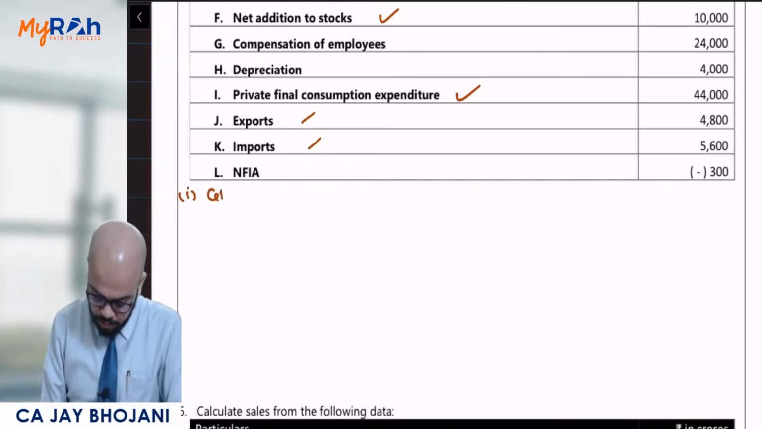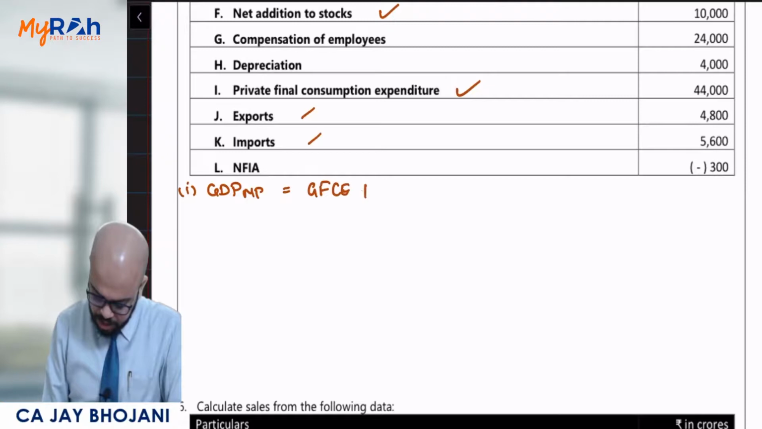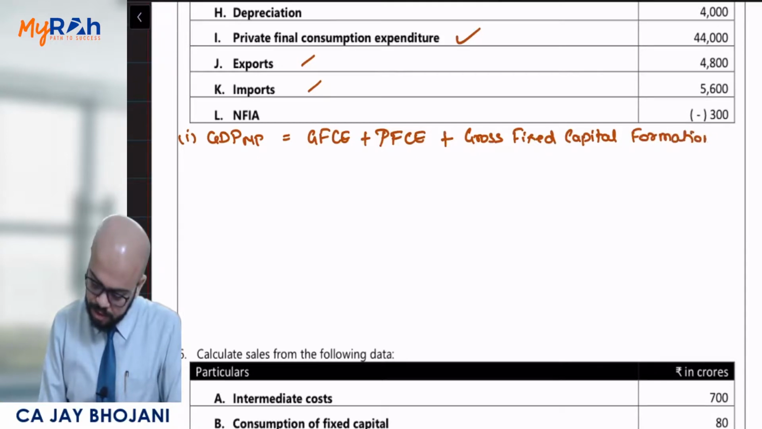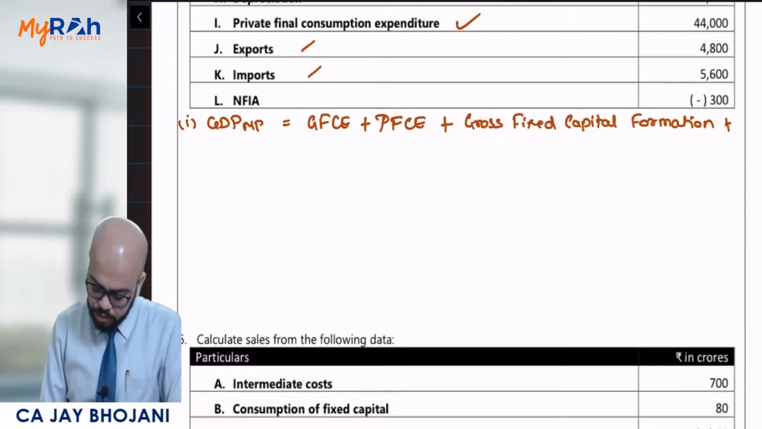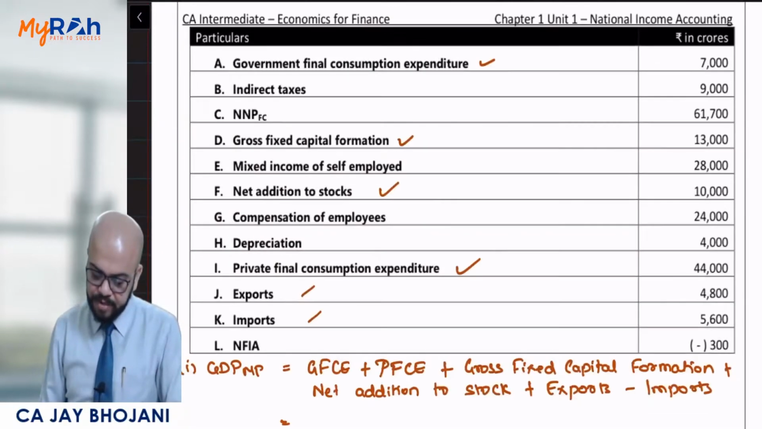So GDP MP is government final consumption expenditure plus private final consumption expenditure plus gross fixed capital formation plus net addition to stocks plus exports minus imports. So GFCE is how much?